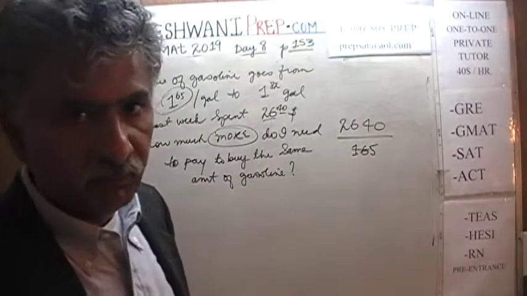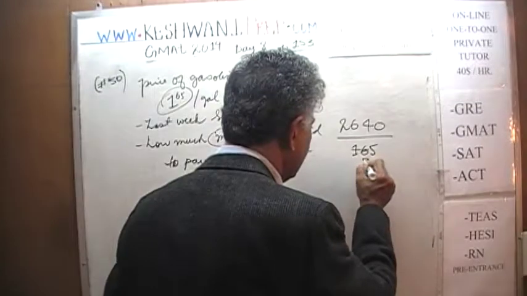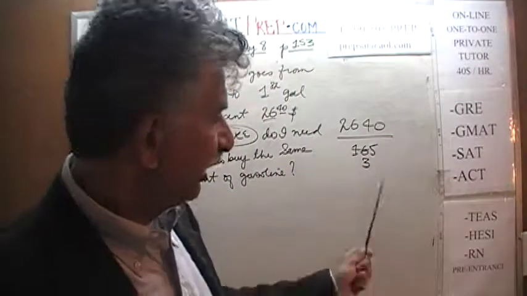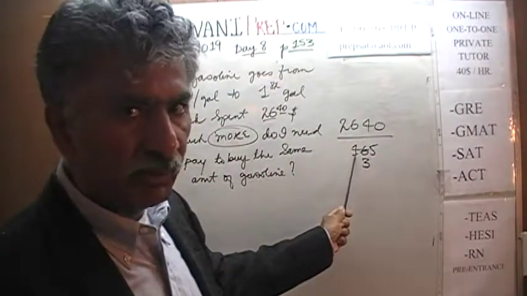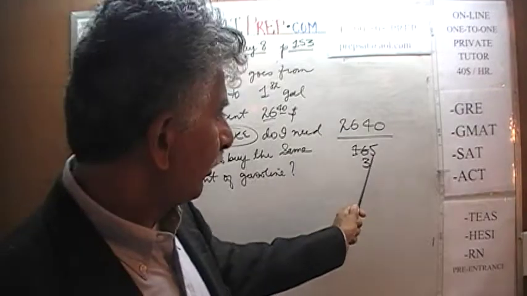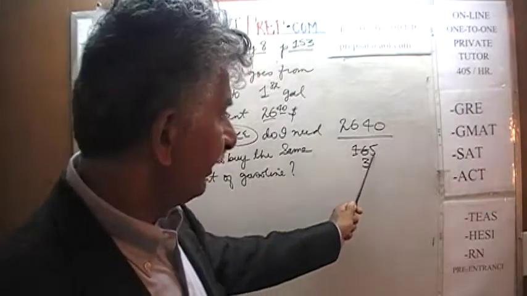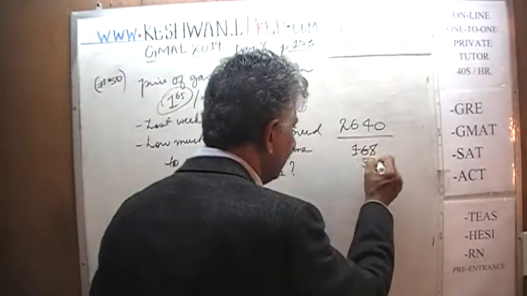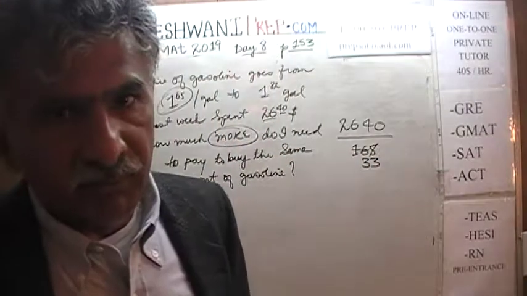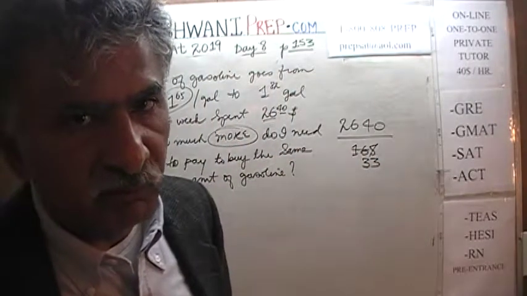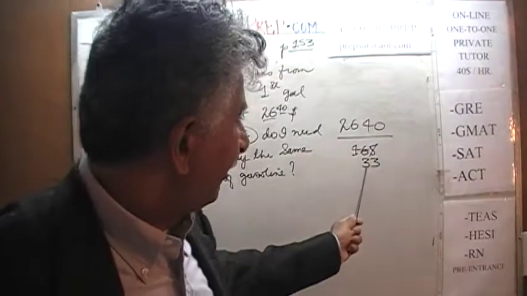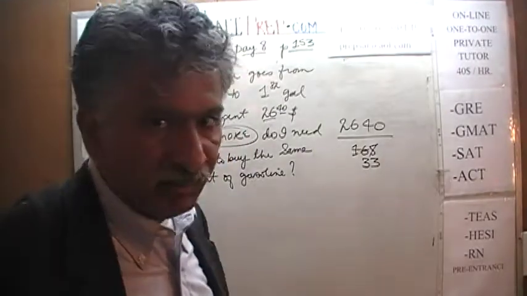How many 5s does 16 have? 16 has 3 fives. 3 fives are 15. After we take away 15 from the 16, we have a remainder of 1. What happens to that 1? 1 goes and joins the 5 and becomes a 15. And that 15 will also have 3 fives. In other words, 165 is made up of 33 fives. Since we divided the bottom by 5, we must divide the top by 5.